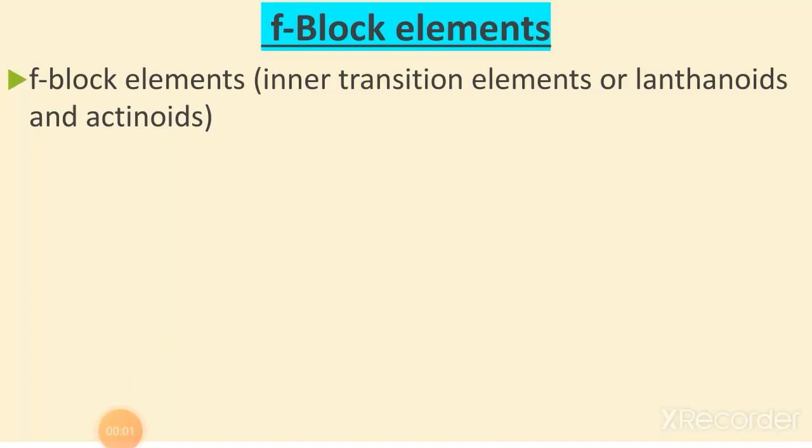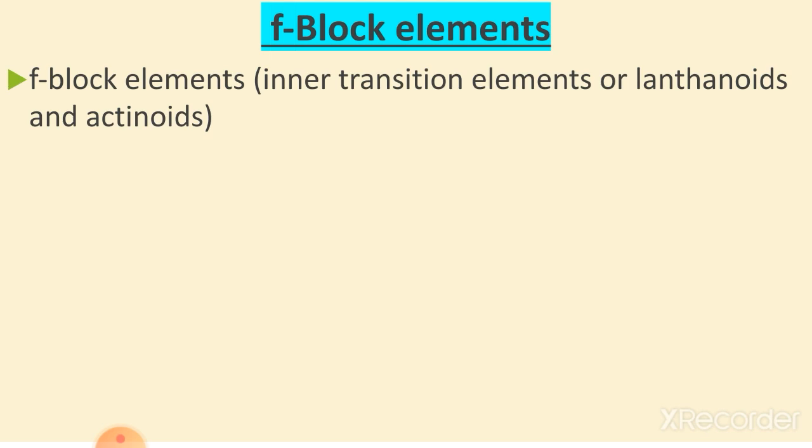Now dear students, let us focus on f block elements. Do you know why they are called f block elements? Because the last electron enters into the f orbitals of the antepenultimate shell. So that's why they are known as f block elements. Now dear students, f block elements are also known as inner transition elements, or lanthanoids and actinoids. The f block consists of two series: lanthanoids, the 14 elements following lanthanum, and actinoids, the 14 elements following actinium.